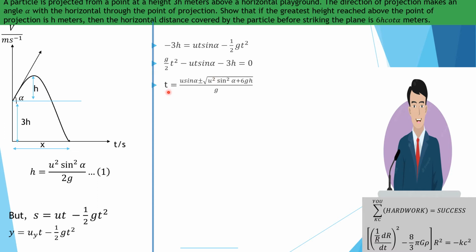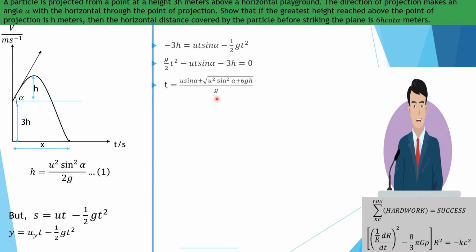Now the various values of time of flight would just be negative b plus or minus the square root of b squared minus 4ac, all over 2a. Our b squared here is u squared sine squared alpha. Our a is g over 2, and our c is negative 3h. So you multiply all of that together, you have 6gh, all that over 2a. Our 2a will simply be 2 times g over 2, which gives us just g here. So that's our quadratic formula applied.